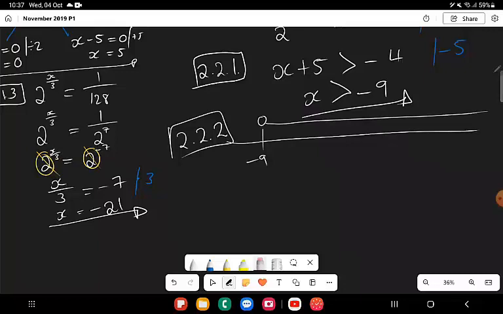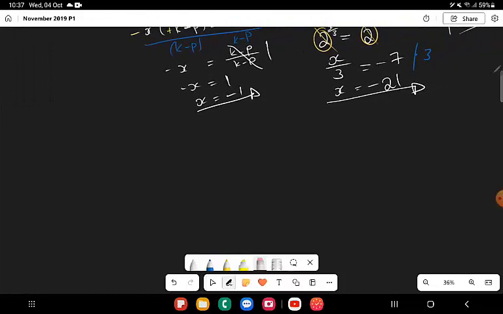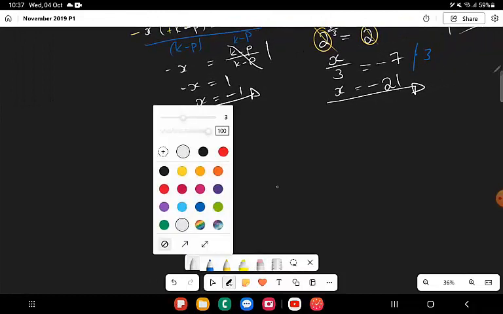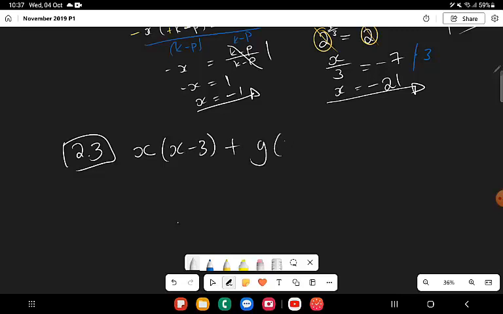Let's do 2.3. 2.3 is solve simultaneously for x and for y if you are given this equation. Now, normally when they say simultaneous, they give you 2 equations, but in this one, they only give you one. They're saying (x minus 3) plus y(3 minus x) is equal to 0. So how are we going to do this?